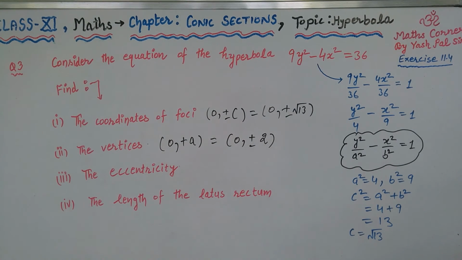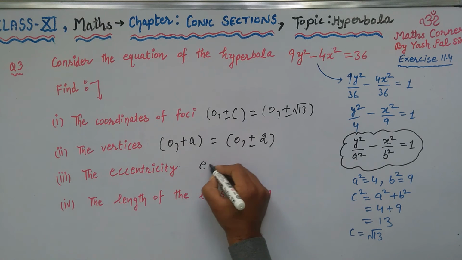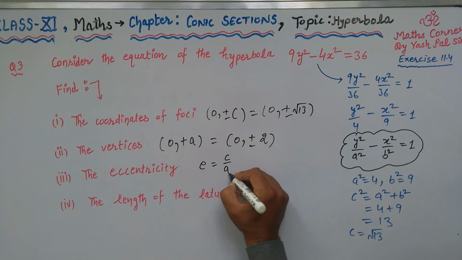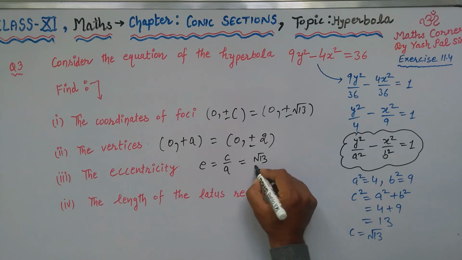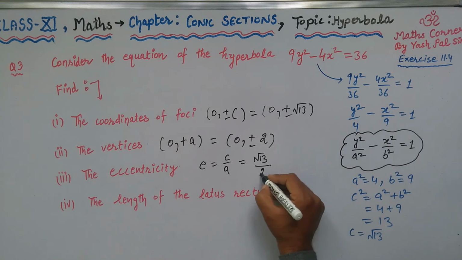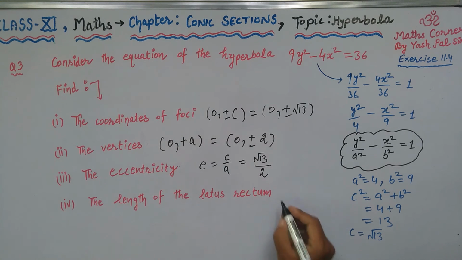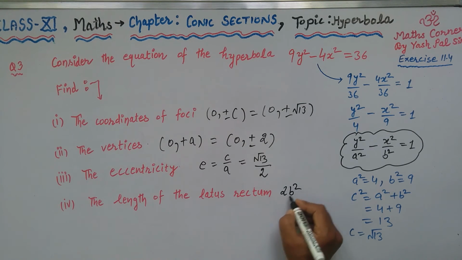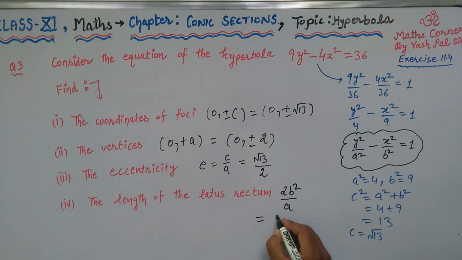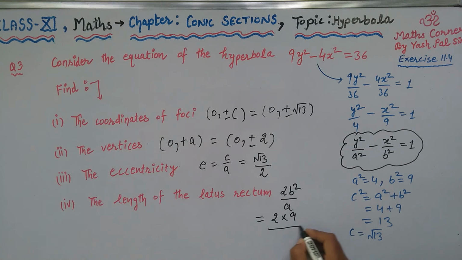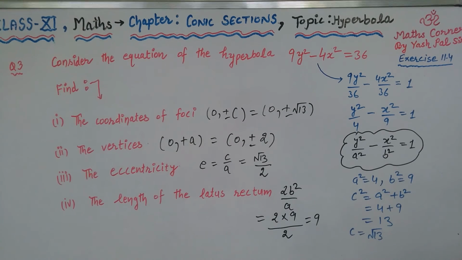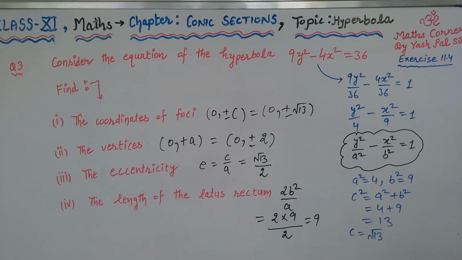The formula for eccentricity: e is equal to c upon a. So in this case we have square root of 13 divided by 2. Length of latus rectum is 2b square upon a, which becomes 2 into b square is 9 upon a, a is 2, so this is equal to 9, right? So this is question number 3.